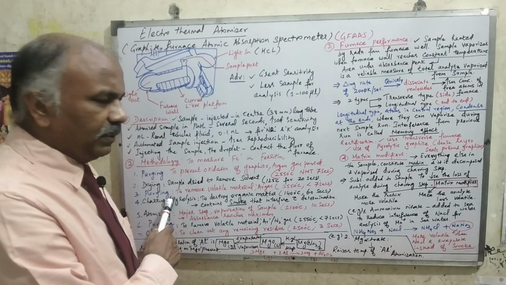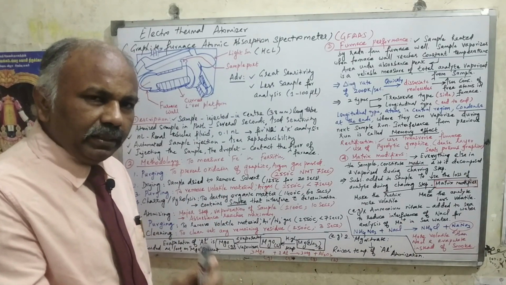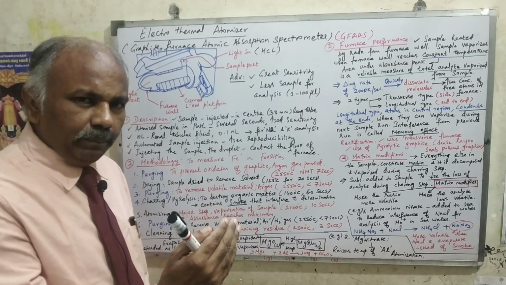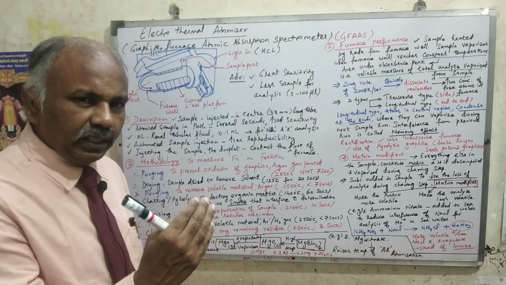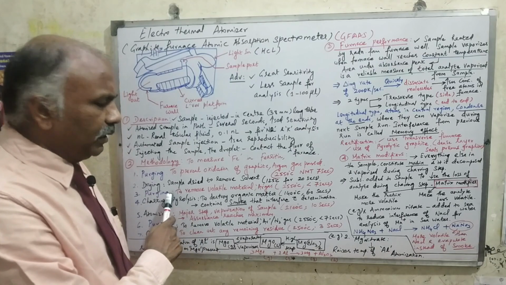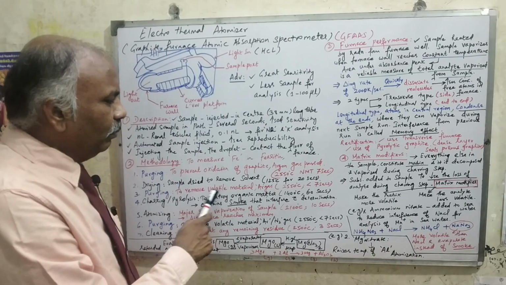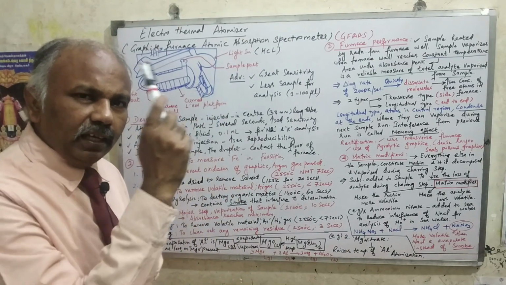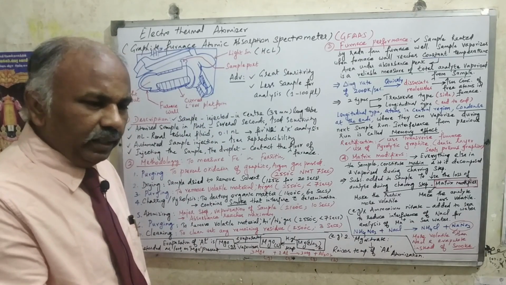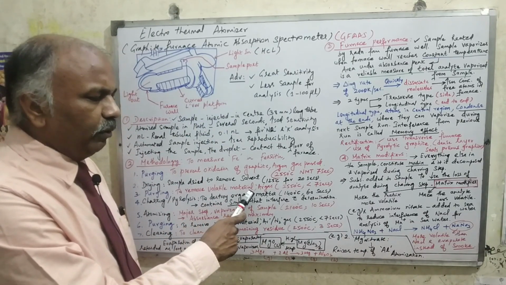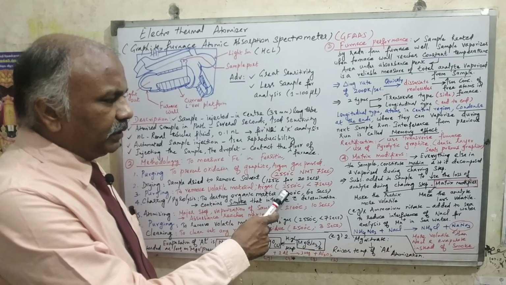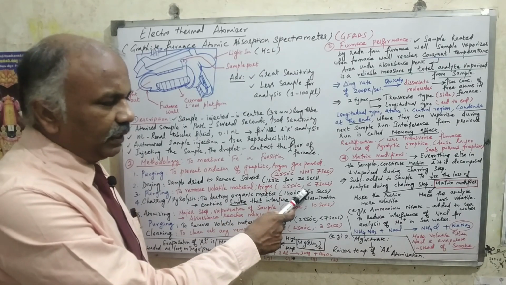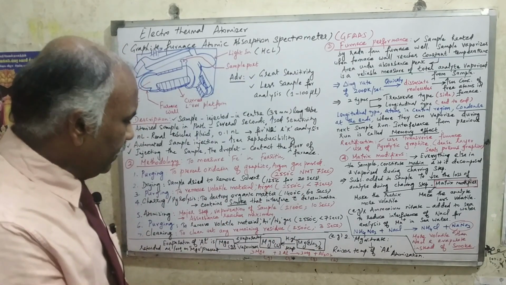Now the third important step, again purging, but this time we are not purging to prevent oxidation. This time we perform the purging by passing argon gas to remove any volatile material present in the graphite furnace. So to remove the volatile material, we are again doing the purging. This time the temperature will be the same, 2550 degrees centigrade for less than 7 seconds.